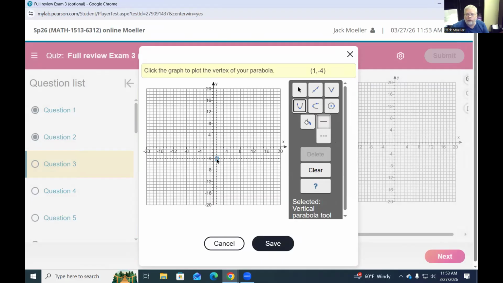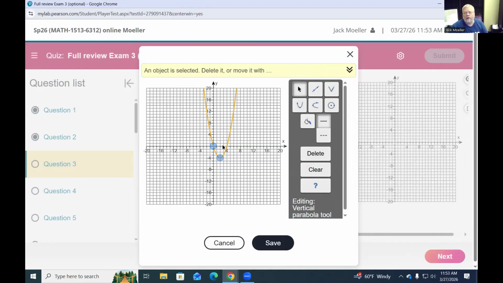And remember to watch your coordinates. Right now I'm at 1, -4. So now I'm at 2, -4. Hopefully he practices his homework, but once you get that vertex locked in, you see why you need the vertex first. And then the second point I found was at 0, 0.